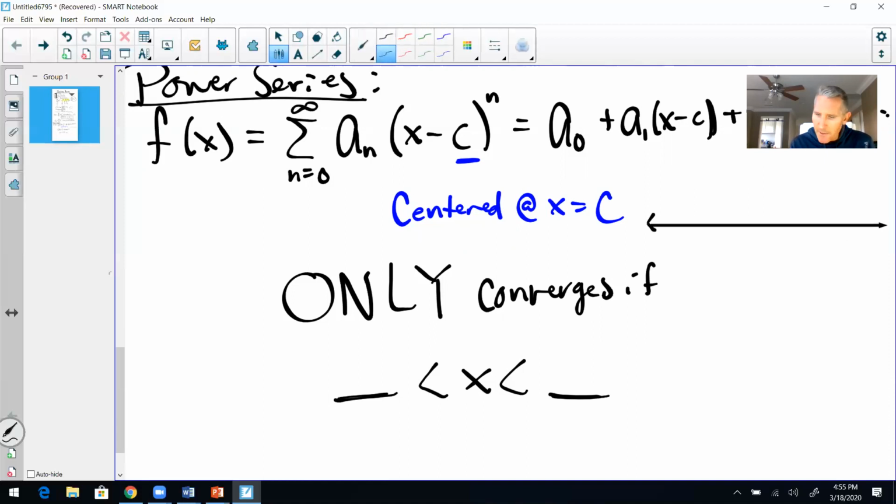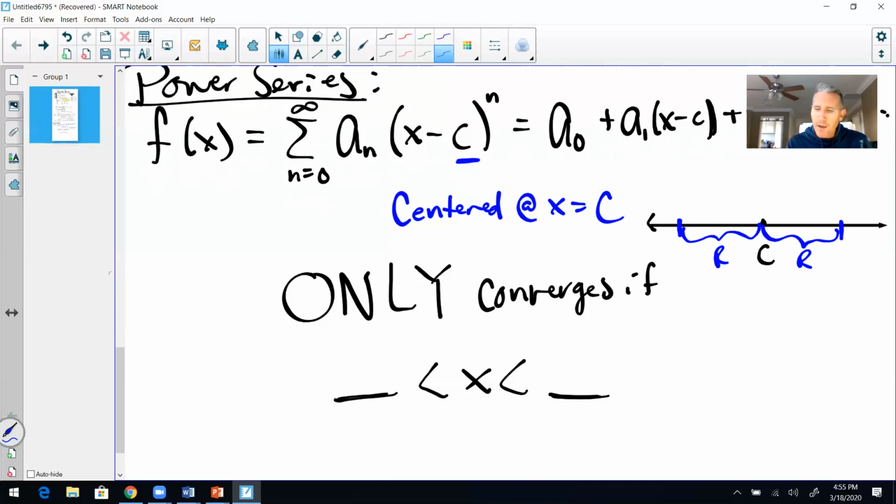And let's say that this guy is centered at C. Well, what I'm saying is I can go over a certain distance, let's call that R, on each side of C. And I know that my power series will converge on that interval, or we're going to call it capital R for the radius of convergence, all right?